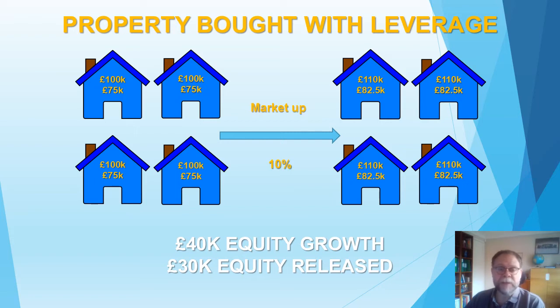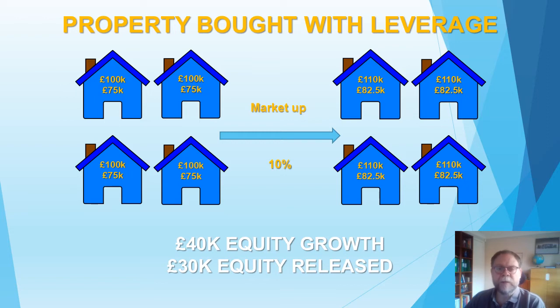Now we can go back to the same bank and ask for that money in the form of a further advance, or we can remortgage to a different bank. 75% of 110,000 is 82,500. Now we've got 40% equity growth. I can borrow a further 7,500 for each house. 4 times 7,500 means I've released £30,000 worth of equity.